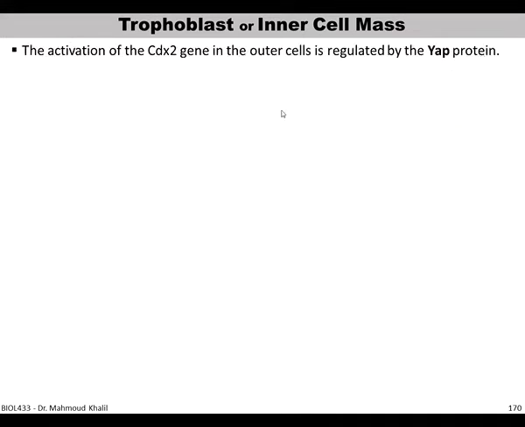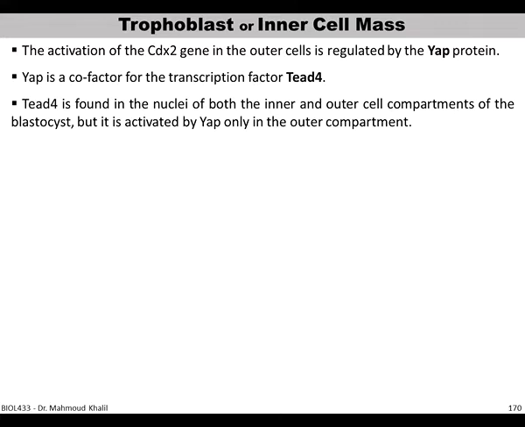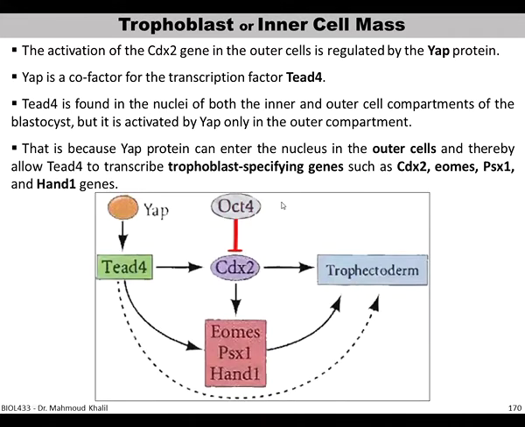The activation of the CDX2 gene in the outer cells is regulated by another protein which is called YAP protein. YAP is a cofactor for the transcription factor TEAD4. TEAD4 is found in the nuclei of both inner and outer cell compartments of the blastocyst, but is activated by YAP only in the outer compartment. This is because the YAP protein can enter the nucleus in the outer cells and thereby allow TEAD4 to transcribe trophoblast specific genes, which are CDX2, EOMES, GATA3 and HAND1 genes.